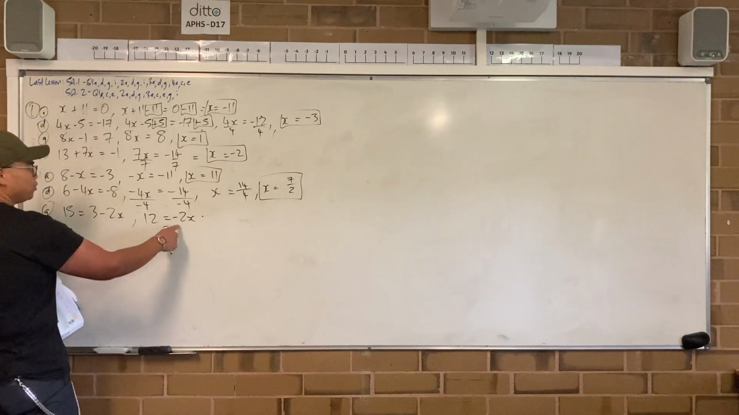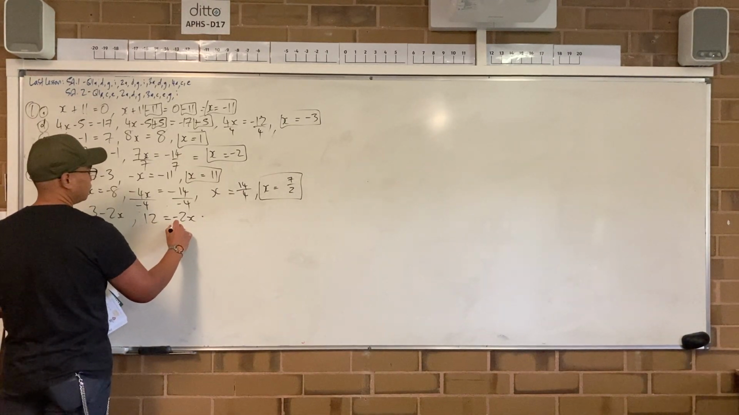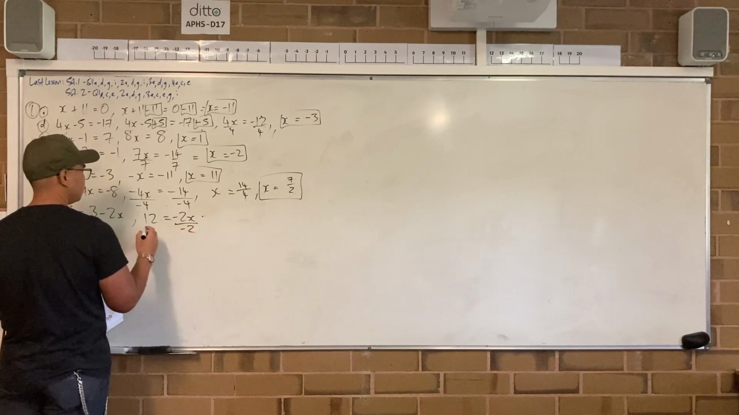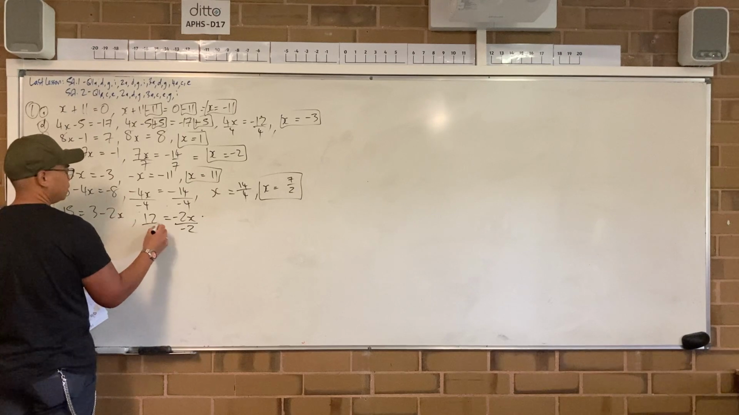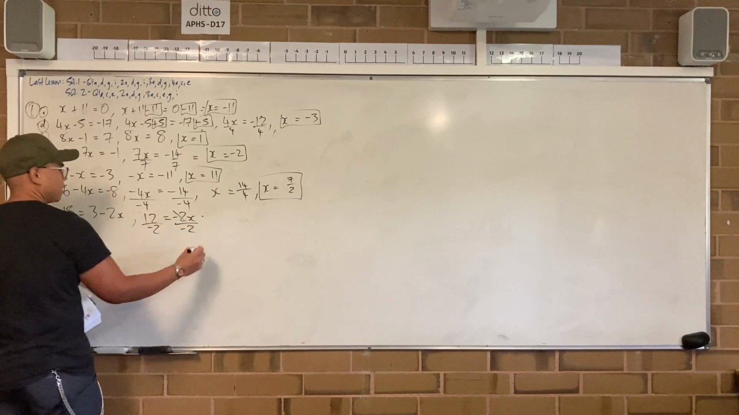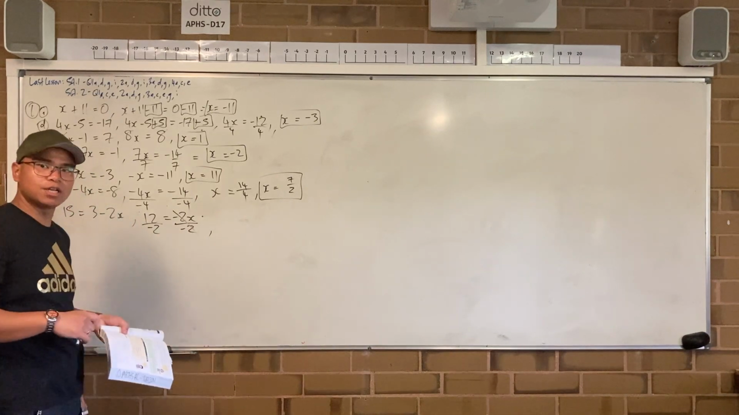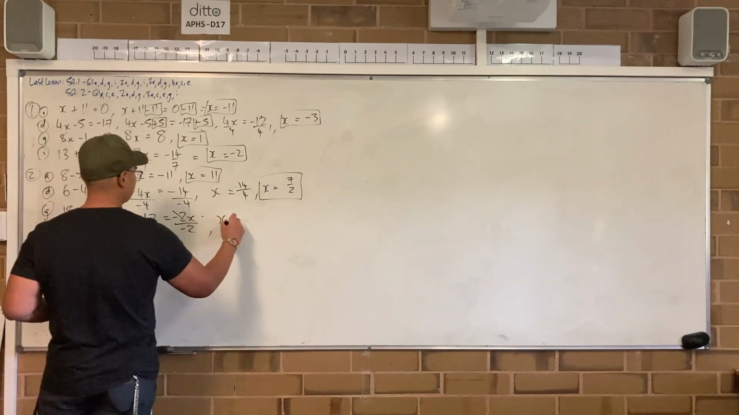What's the negative 2 doing to x? Multiplying. Good. What do I have to do on the other side? Divided by negative 2. Good. That cancels. What's 12? A positive number divided by a negative number is going to give you? Negative. Good.